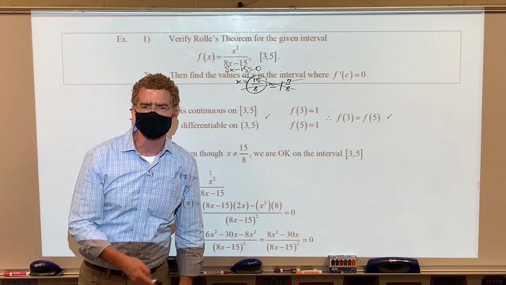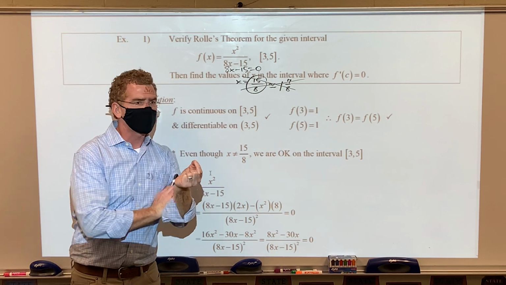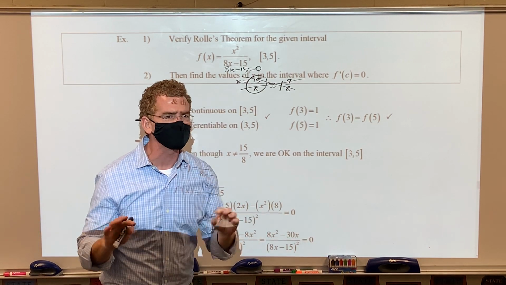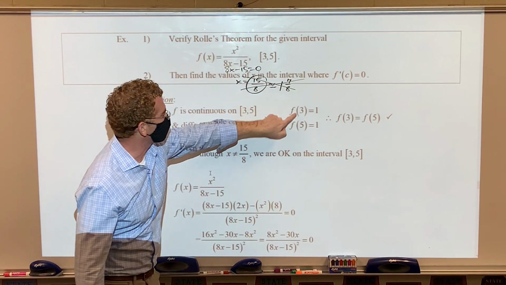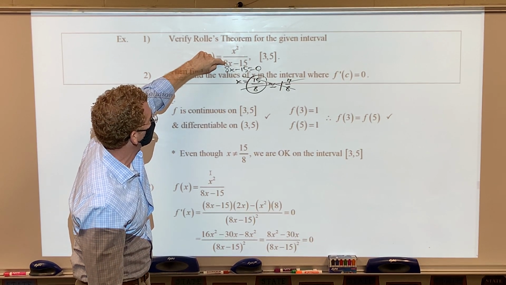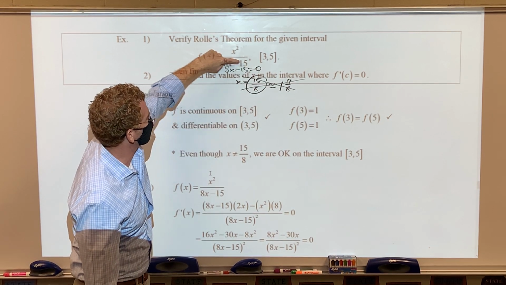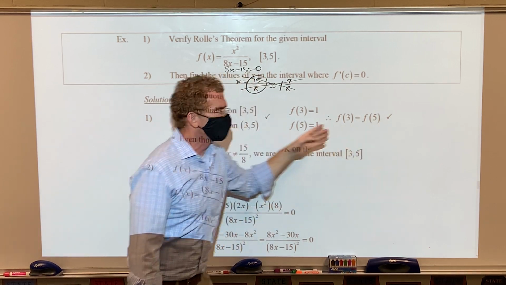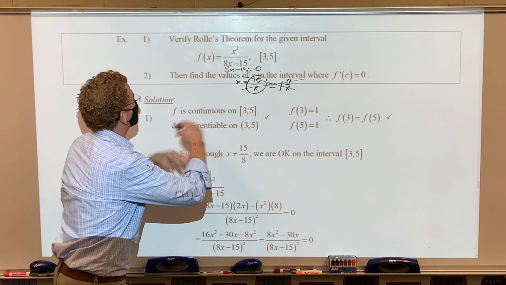So what's the last thing to check for Rolle's? Are the y values the same at the beginning and the end? Now, if I was saying verify the mean value theorem, you wouldn't even have to check that. But to verify Rolle's theorem, check the y value. Plug a 3 in: 9 over 24 minus 15 is 9 over 9, which is 1. Plug a 5 in there: 25 over 40 minus 15 is 25 over 25, also 1. So since the y values are equal and the continuity and differentiability checks were met, you checked it all off and verified.